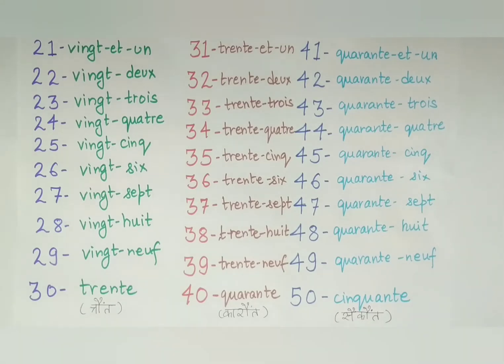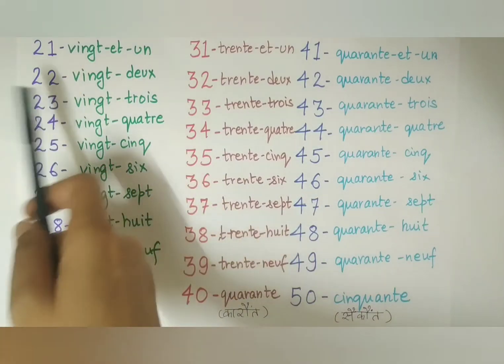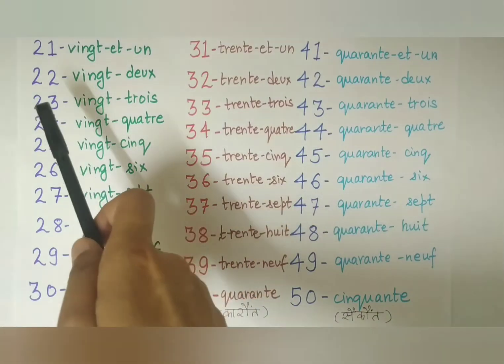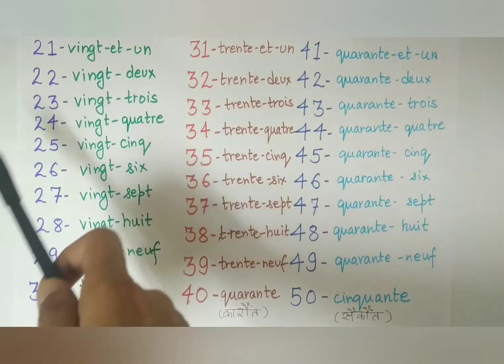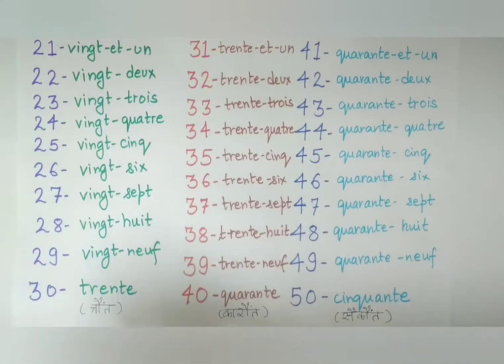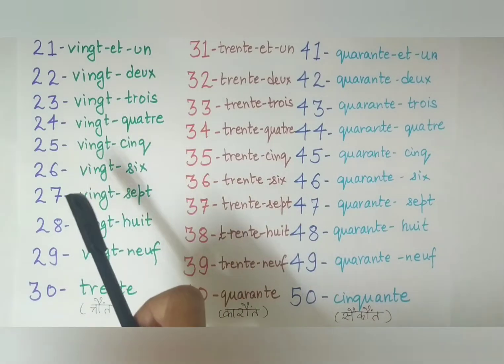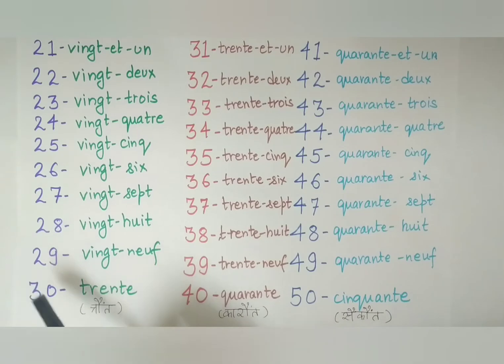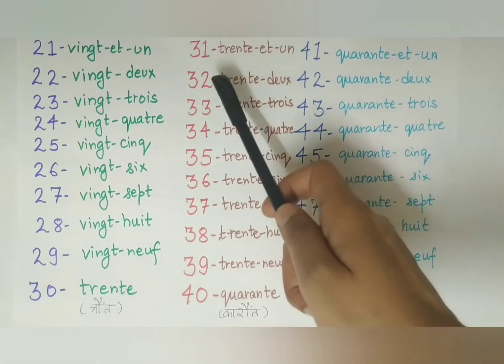So it becomes vingt et un, 21. Then we have the next number, 22. We know 20 is vingt and 2 is deux. So it's vingt-deux, 22. Similarly, 20 is vingt, 3 is trois. So 23 is vingt-trois. Then 24, 25, 26, 27, 28, 29, and the new number name is trente, which is used for 30.